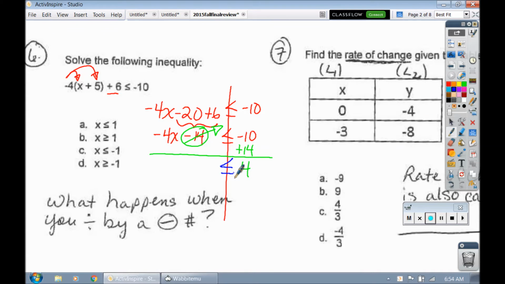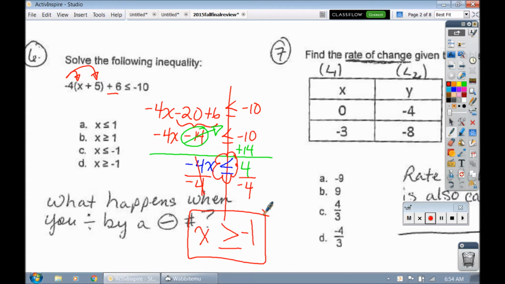But what happens when you divide by a negative number when you solve an inequality? Well, in this case, we're dividing by -4. So when we divide by -4, something's going to happen to the sign. The sign is going to flip. It is going to change direction. It is going to become greater than or equal. 4 divided by -4, well, that's simply -1. Match up your answer. Be careful when you divide by a negative number at the end. Be sure to flip the sign.